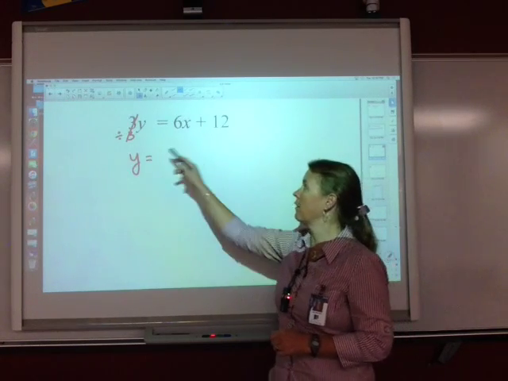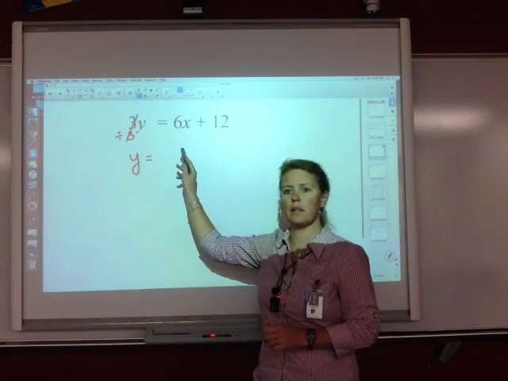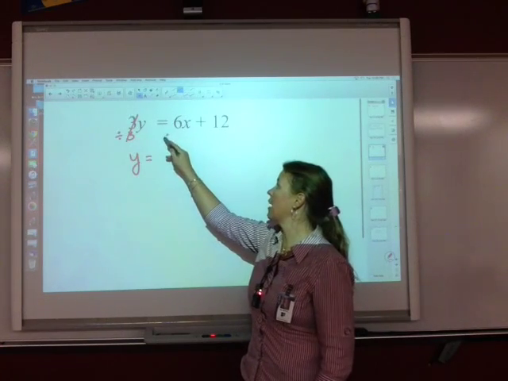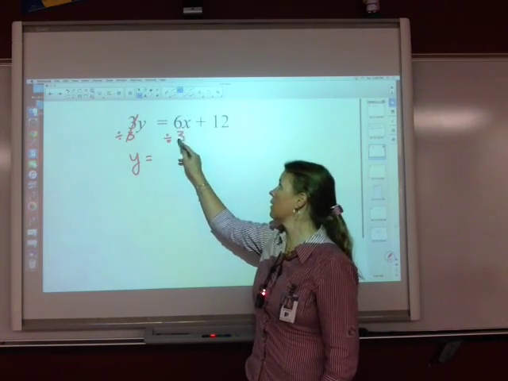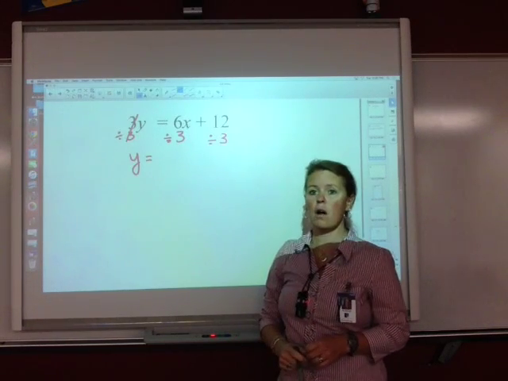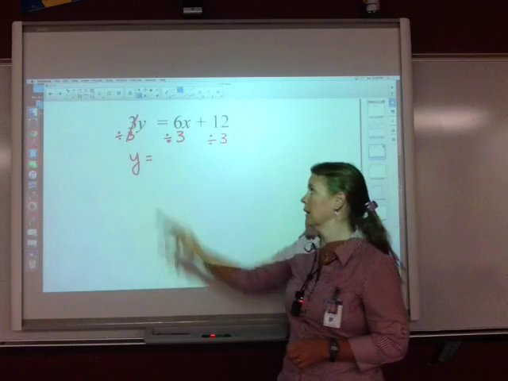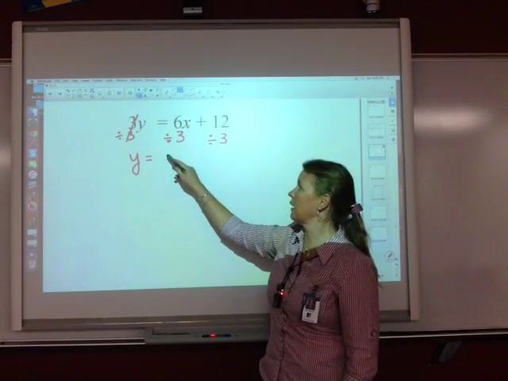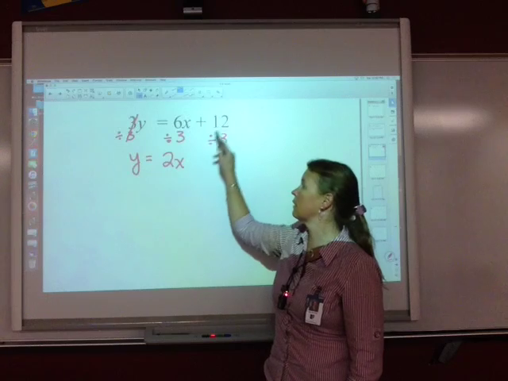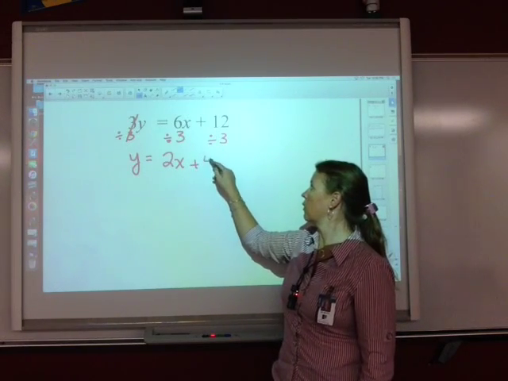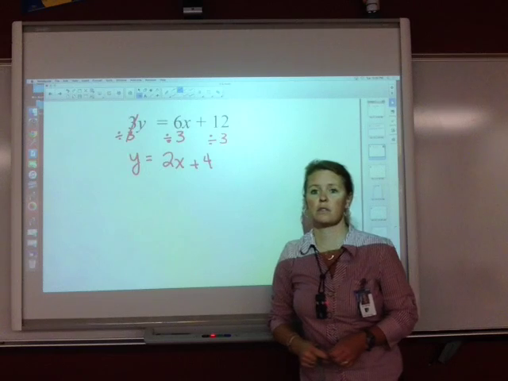However, whatever you do to one side of the equation, you must do to the other side, and there are 2 different terms there. So you have to divide by 3, not only once, but twice, and then a third time. All 3 terms have to be divided by 3. The first one gets canceled. Drop down your equal sign. 6x divided by 3 is 2x, and 12 divided by 3 is 4. That is in function form.